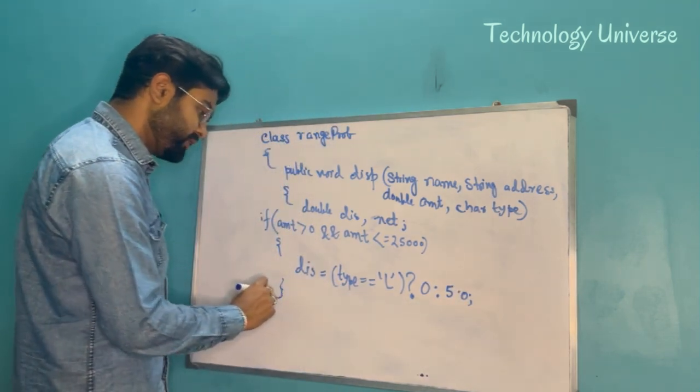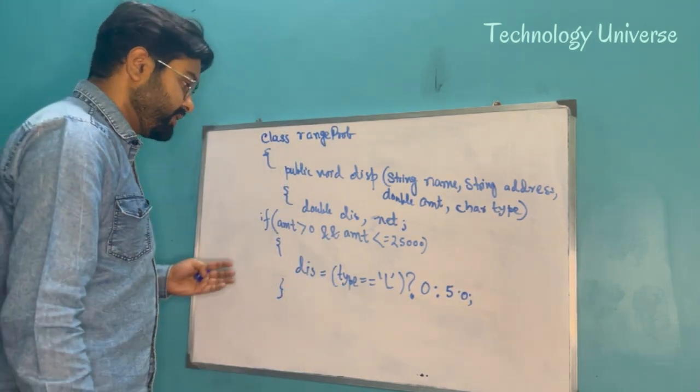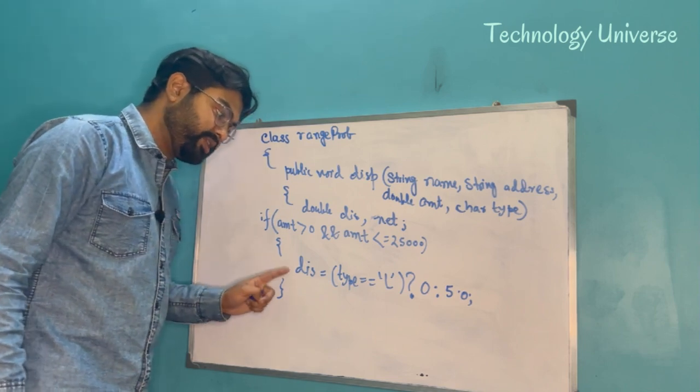So here we are done with the first range. Now note that I am just calculating the discount percentage here.